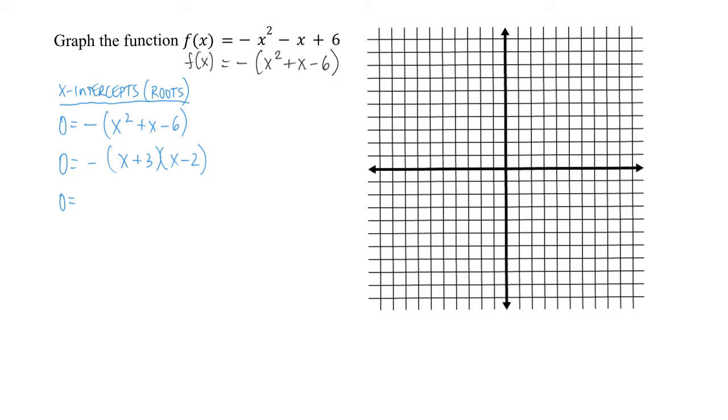So I've got actually 3 factors here. 0 equals negative 1, x plus 3 equals 0, x minus 2 equals 0. Well, we already know that 0 does not equal negative 1. So we're just going to cross that one out. And then I solve this one, I get x equals negative 3. I solve this one, I get x equals 2, which means my x-intercepts are negative 3, 0, and 2, 0. So let me put those on here.